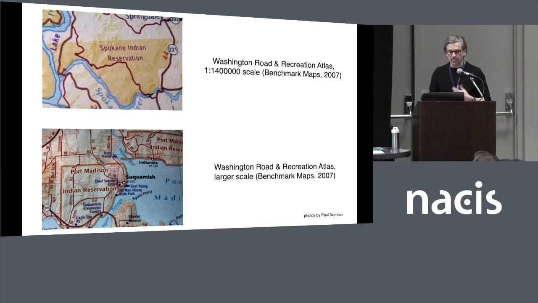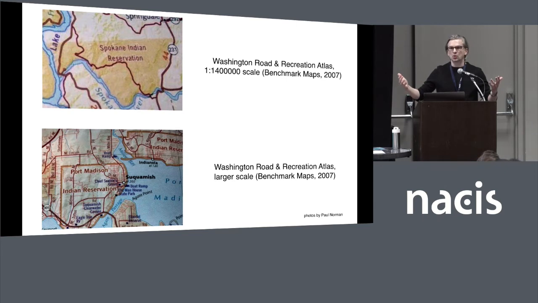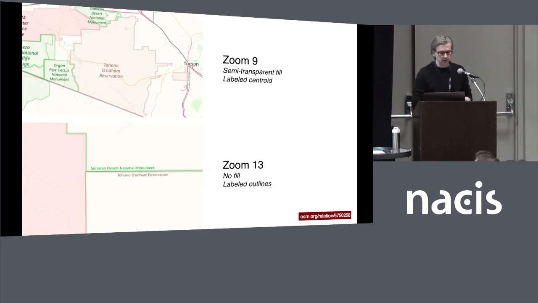And reservations are a tricky thing because when you zoom out, you want them to be colored as a large color field across the landscape. But when you zoom in, you don't want a color field distracting from roads and buildings and streets. Really, once you get in very, very close in scale, you basically just want to see a boundary. You don't want to see a fill. So we tried to replicate that in OpenStreetMap.